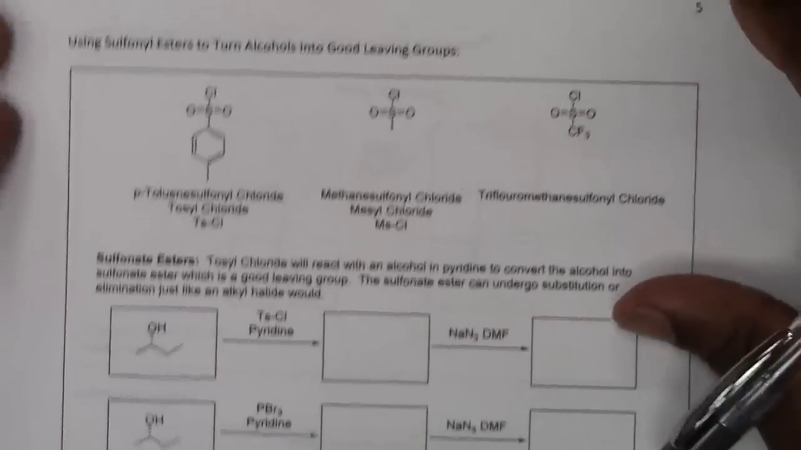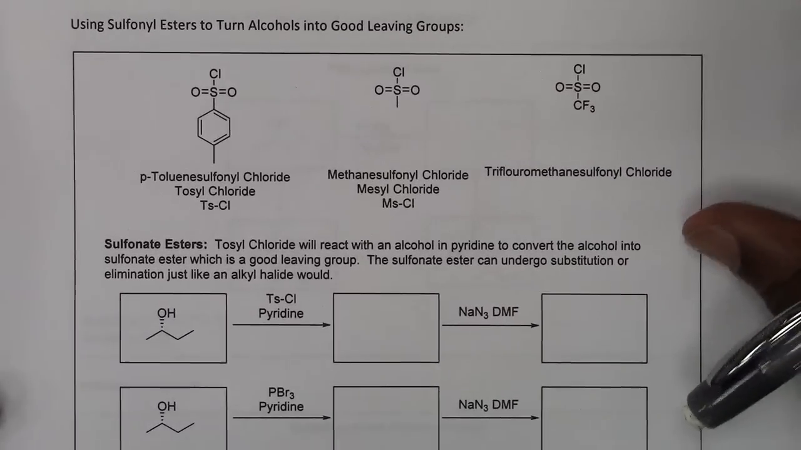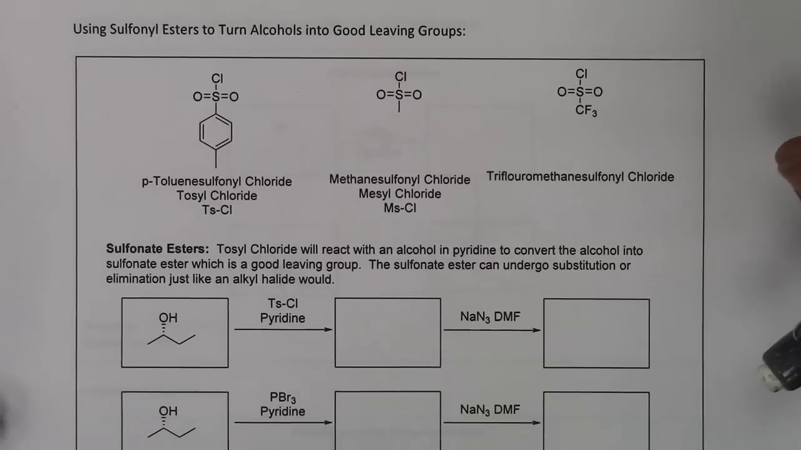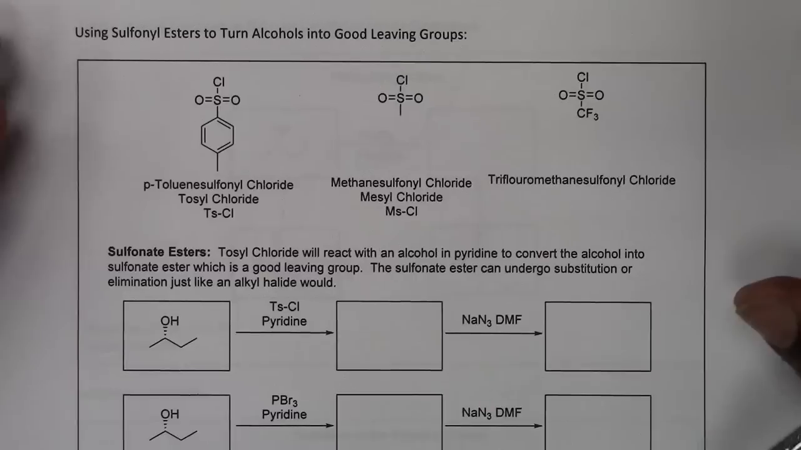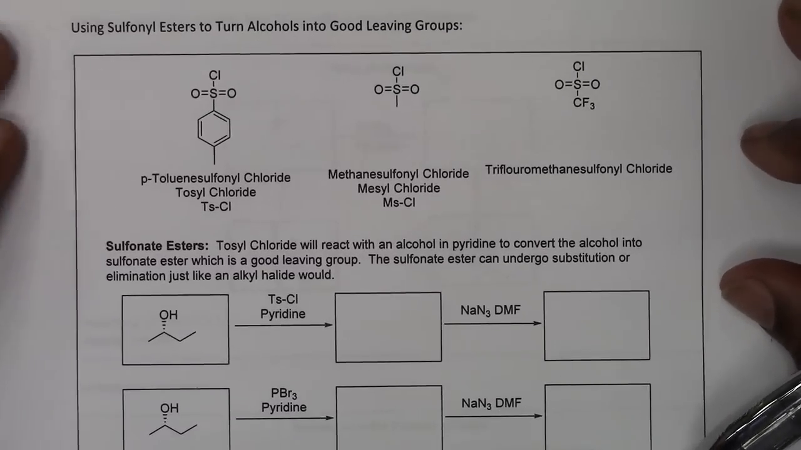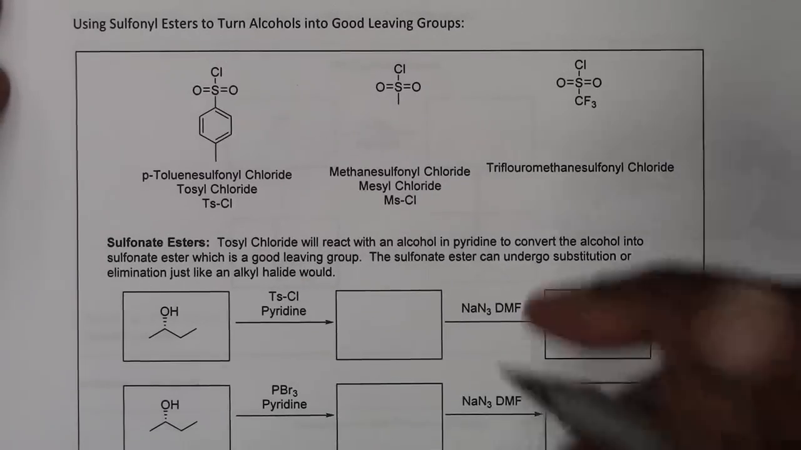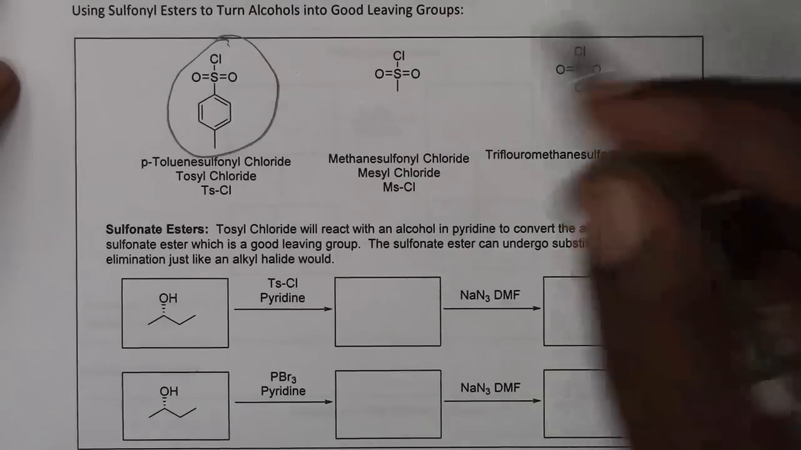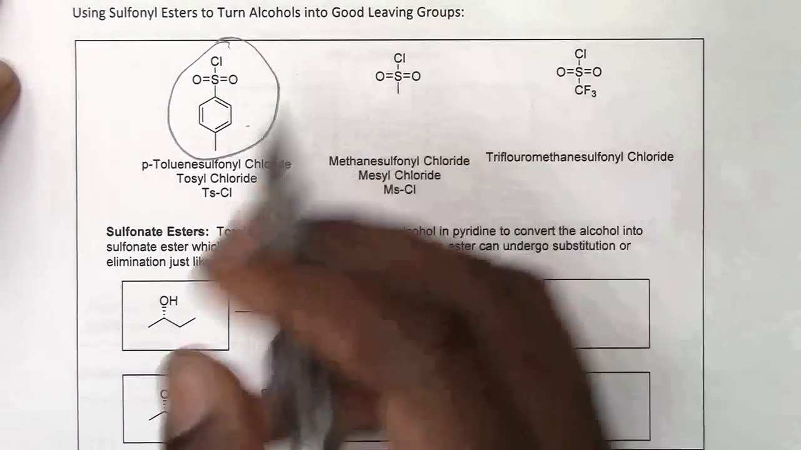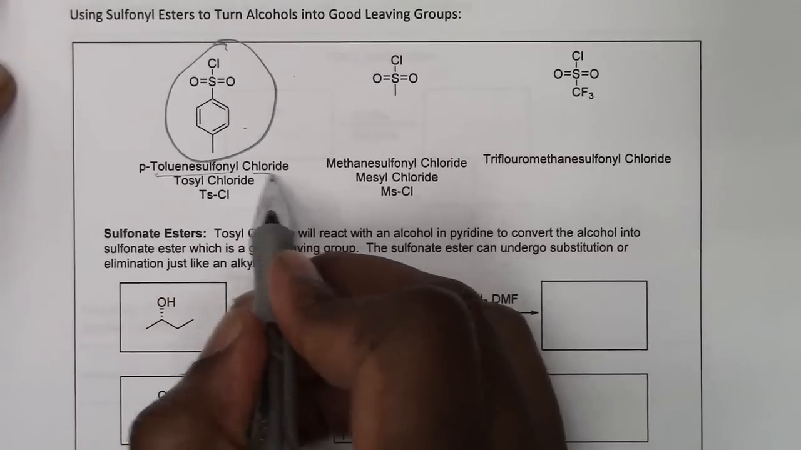All right, the next thing that we want to look at is how can we turn alcohols into good leaving groups aside from using something like SOCl2 or PBr3 to substitute it for a halogen. And the way that we'll do this is we will use sulfonyl esters. The major sulfonyl ester is the tosylate. The long name is toluene sulfonyl chloride.